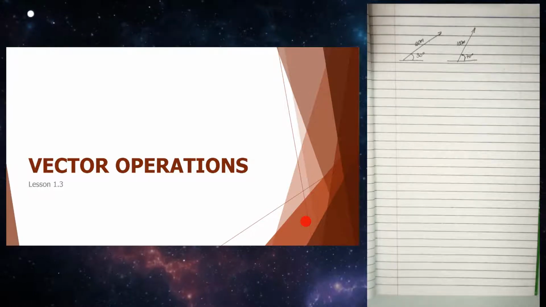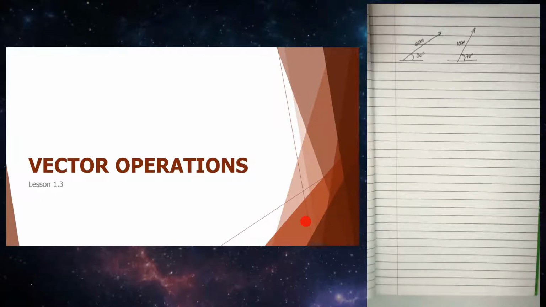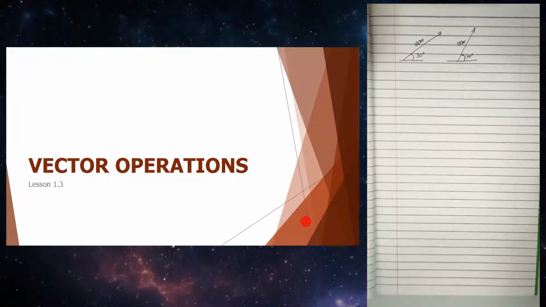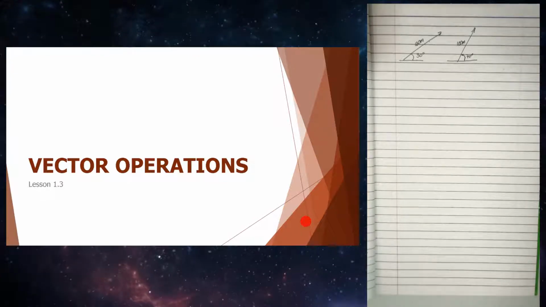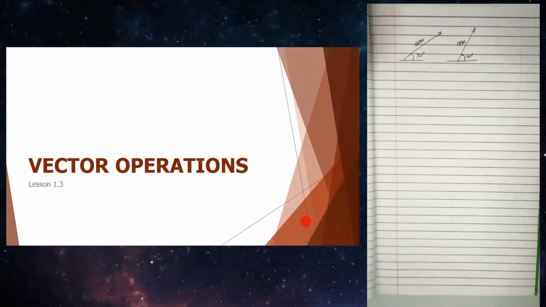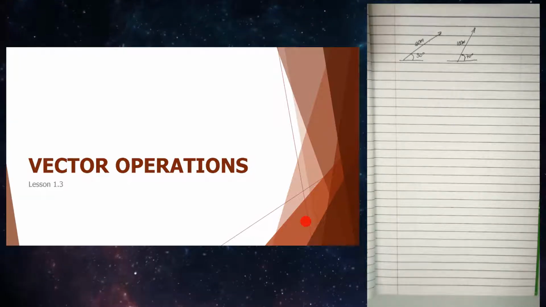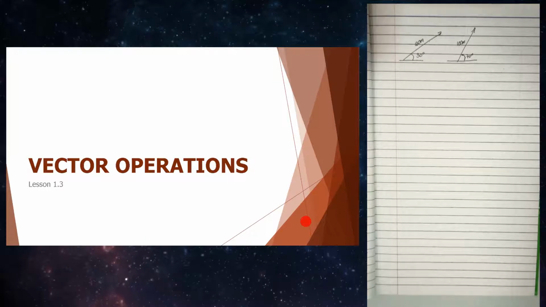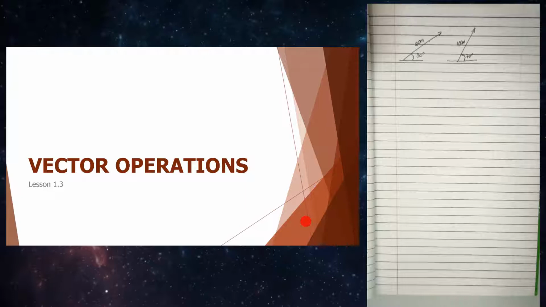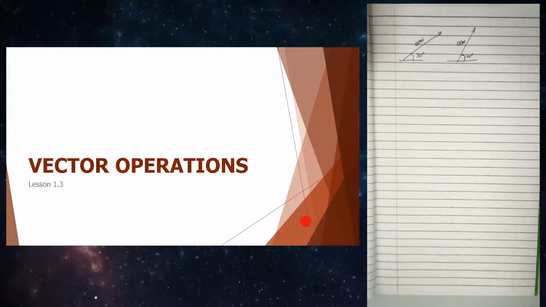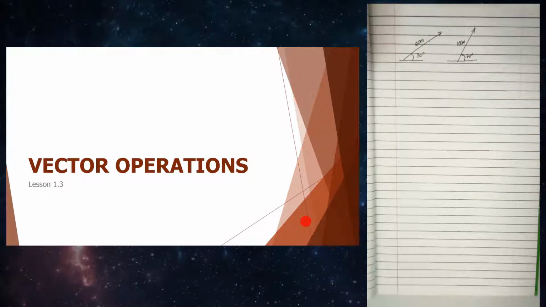So the topic natin ngayon, lesson number 1.3, is vector operation. Katulad ng sa arithmetic, meron tayong 4 basic operations. First operation is addition, kung saan yung dinadagdagan. Then subtraction, binabawasan, multiplication, and division. So those 4 basic arithmetic operations, meron din siyang equivalent operation for vector algebra, o natatawag nating vector operation.